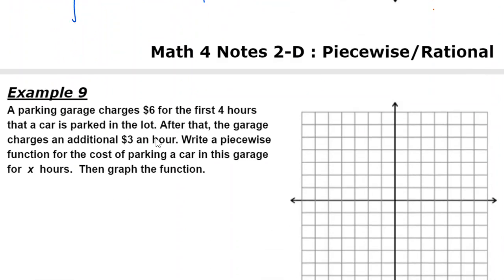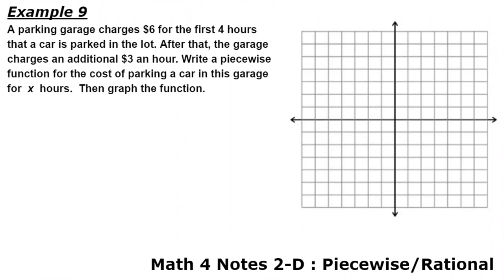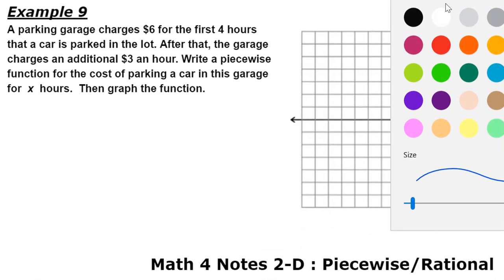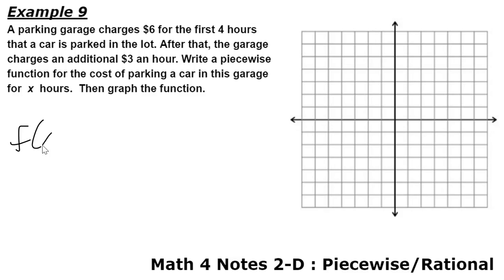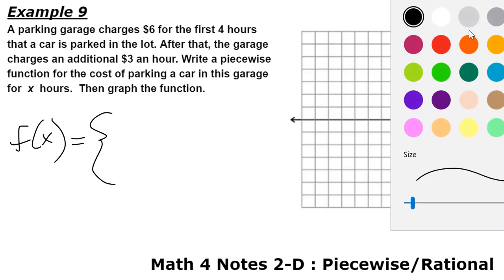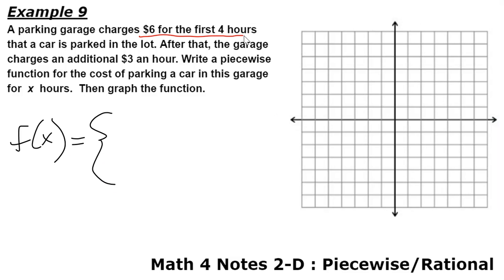All right, now on to a couple of piecewise problems. So we have a parking garage. It charges $6 for the first 4 hours. That would be a flat 6 for when x is, well, technically we need to say x is between 0 and 4. It could be 4 hours. It could be 0 hours.